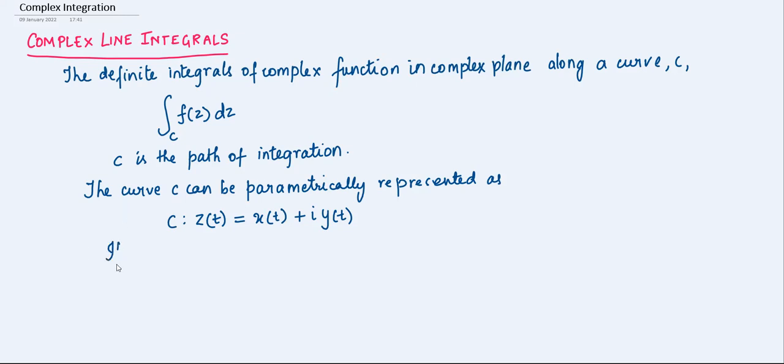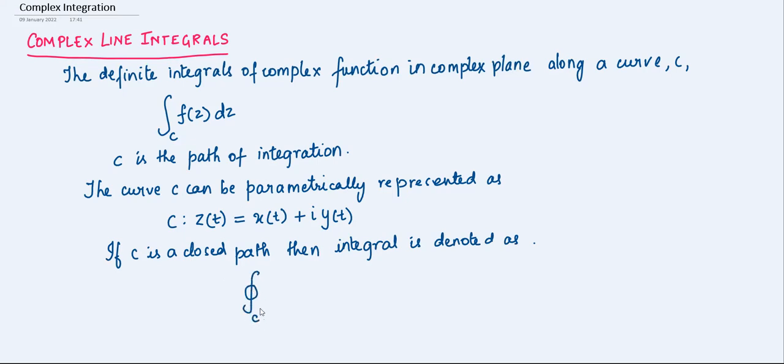Now, if C is a closed path, then the line integral is denoted with a closed loop integral sign. So this is the basic definition of complex line integral. We will take some examples and solve.